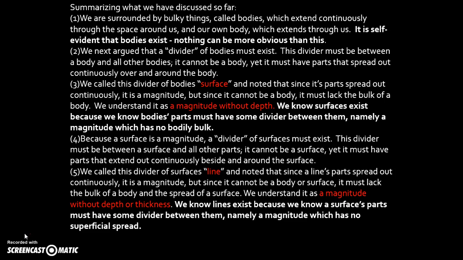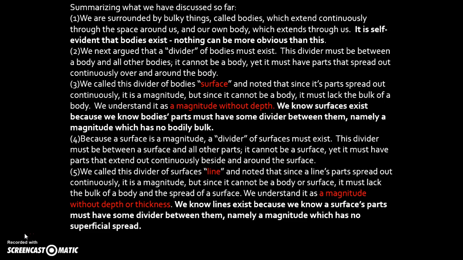Summarizing what we have discussed so far, we are surrounded by bulky things called bodies, which extend continuously through the space around us, and our own body, which extends through us. It is self-evident that bodies exist. Nothing can be more obvious than this. We next argued that a divider of bodies must exist. This divider must be between a body and all other bodies. It cannot be a body, yet it must have parts that spread out continuously over and around the body.